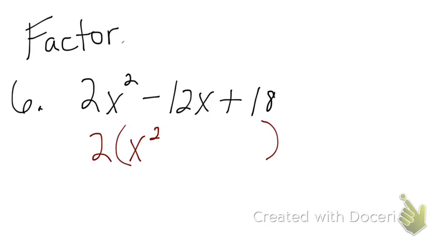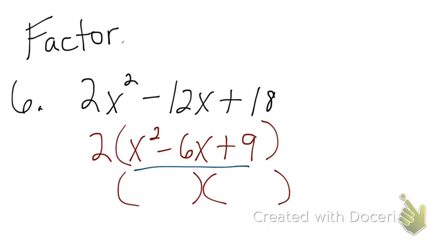And so we're going to get 2, let's see, 2 times x squared is the 2x squared. We need a minus 6x to get the middle term of minus 12x. And 2 times 9 is 18. So notice what's inside the parentheses. Now that looks to be a perfect square trinomial. So we know x times x is the x squared. 3 times 3 is 9. Our signs are going to be negative.